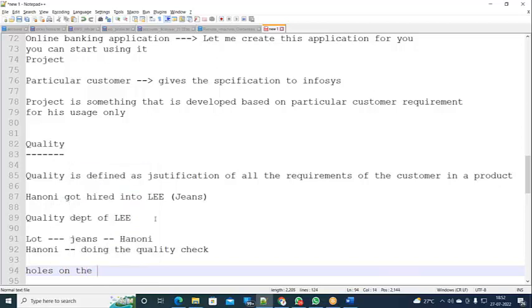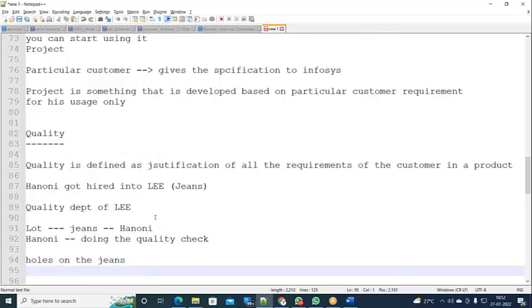Okay. On the jeans. So what do you call these holes, guys? Can somebody tell me? They are called rugged jeans. What is that holes called? Torn jeans. So it is totally torn. Anyways, it's a torn jeans. Hanoni being Hanoni, we might not know that there will be torn jeans also.